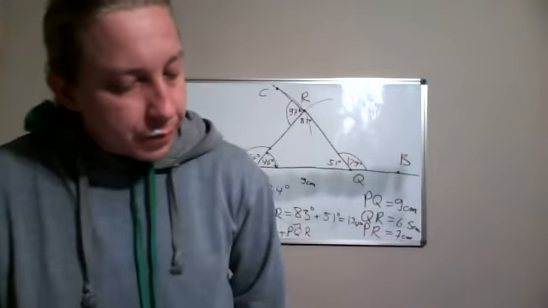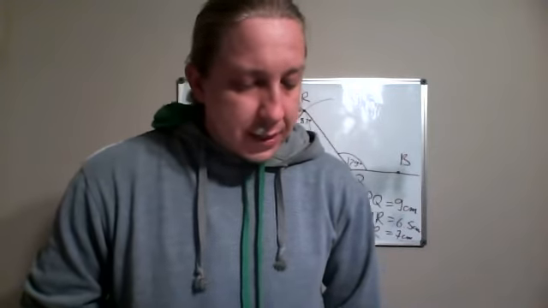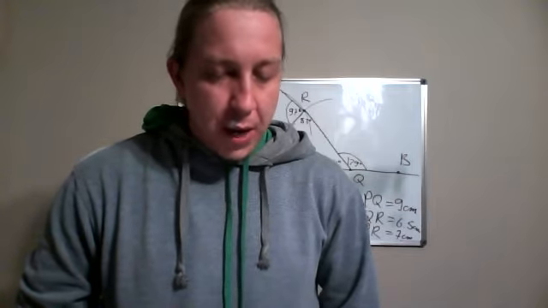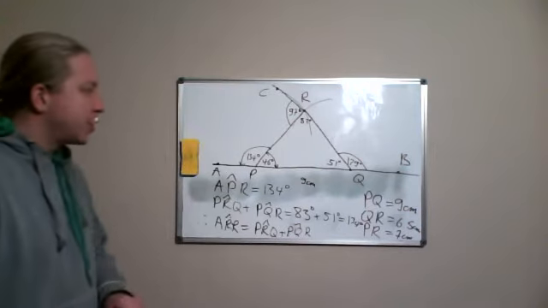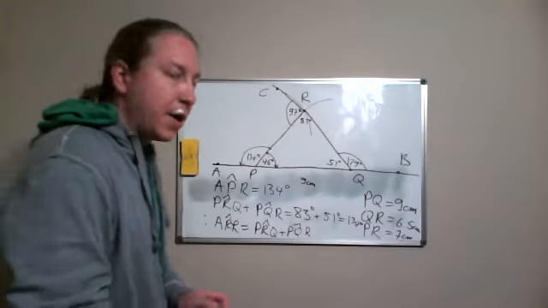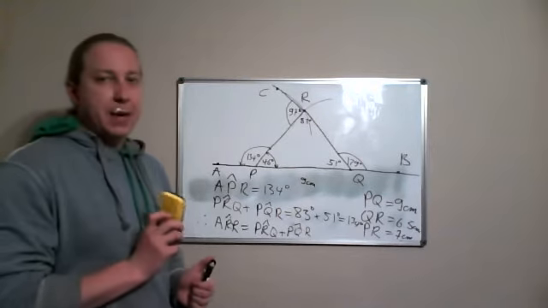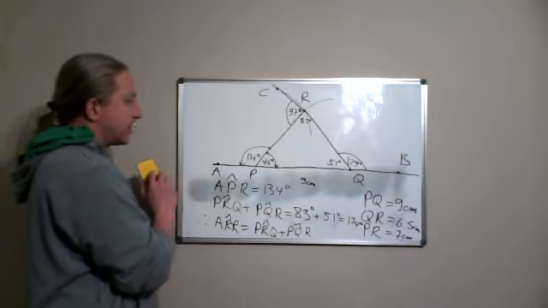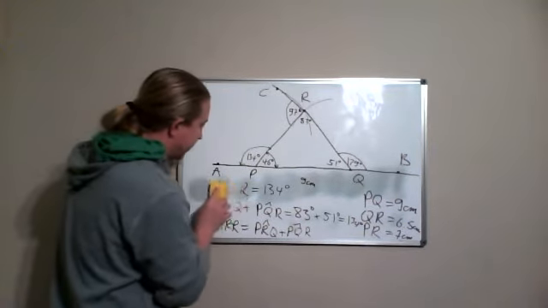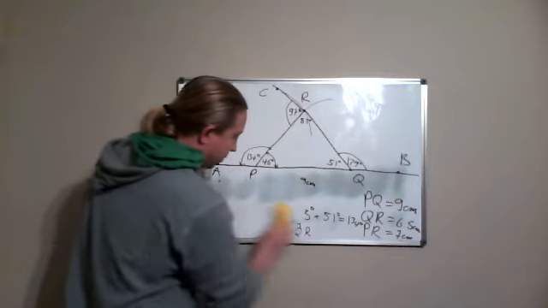Right, the next one is to determine the sum of the three exterior angles. This is quite interesting: you'll find that they always sum up to 360 degrees. So I'm just going to erase this. Let's keep the drawing.